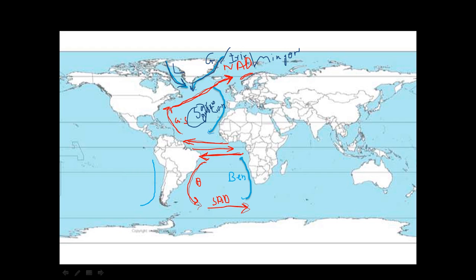Now let us apply the same logic to the southern Pacific Ocean. According to this logic, here we will have a cold current, which is called the Humboldt or the Peruvian current. Again applying the same logic, we will be having a cold current here, which will be called the Californian current.